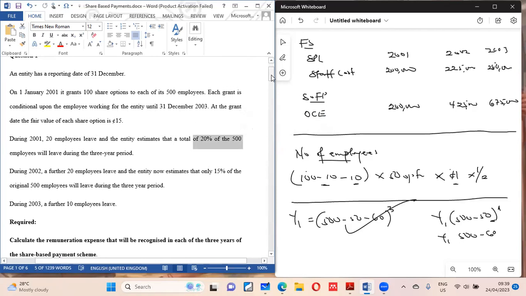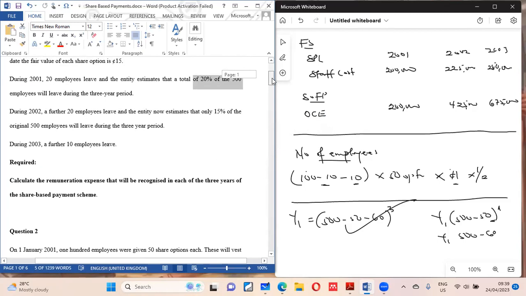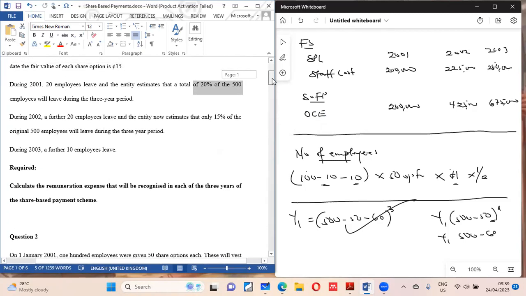Comparing this same statement to the current question that we are answering, that one is not a percentage. Watch this. The entity estimates that 20% of the employees will leave during the 3-year period. Did you see that? So the 3 years even includes 2021 itself. It didn't say 20% will leave during the remaining 2 years. It included the year that they were in itself.